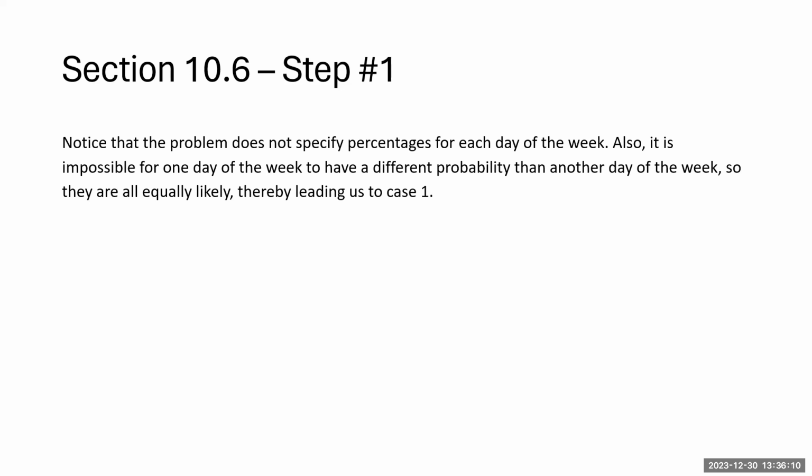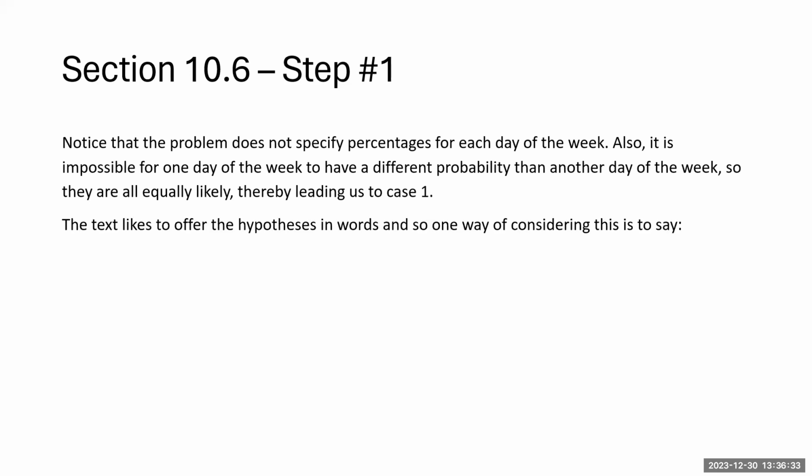Okay, so the first step is to get the hypotheses. Now notice that in this particular problem, it does not specify percentages for each day of the week. So I'm trying to decide which of the two cases for the null hypothesis I have to deal with. Now, it is impossible for one day of the week to have a different probability than another day of the week. So they're all equally likely. So this would lead us to a case one null hypothesis, okay?